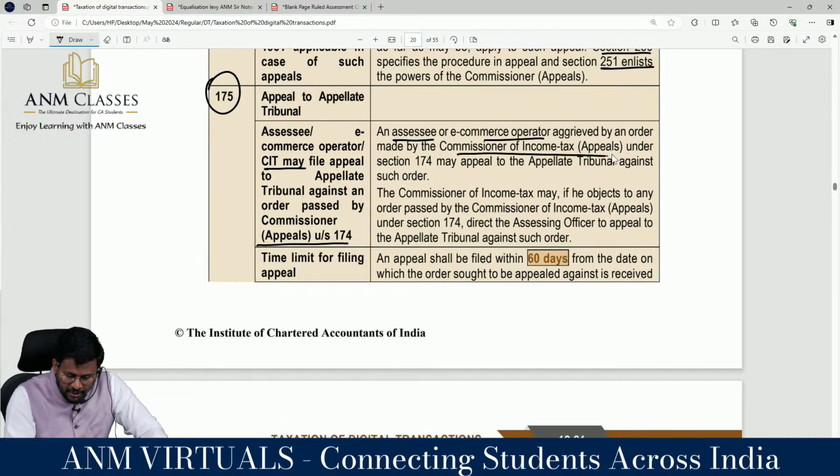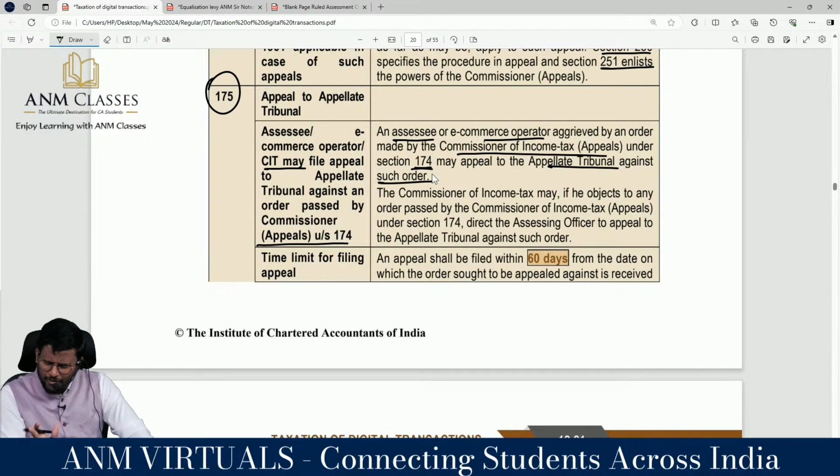An assessee or e-commerce operator aggrieved by an order by the Commissioner (Appeals) under section what? May appeal to the Appellate Tribunal against an order. Basically, it's a 250 order.